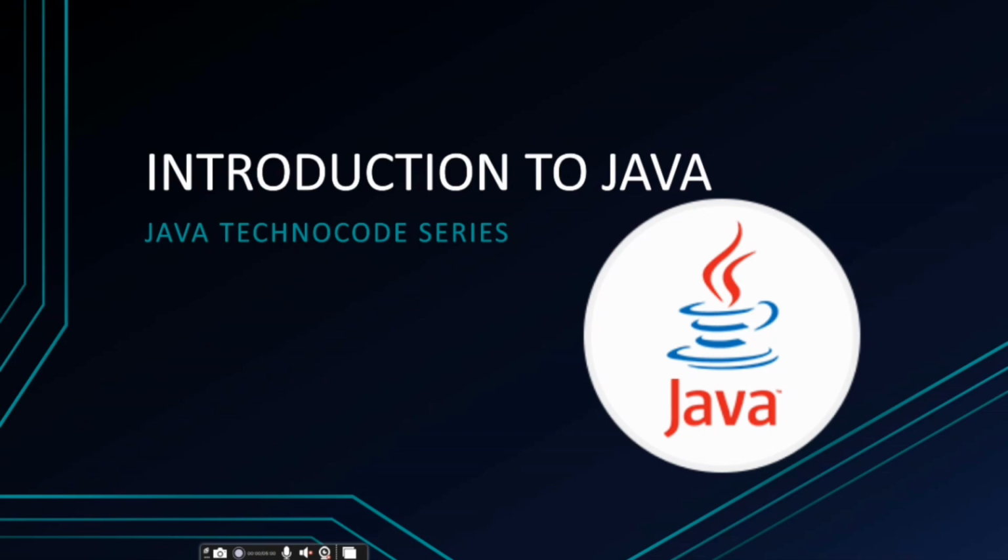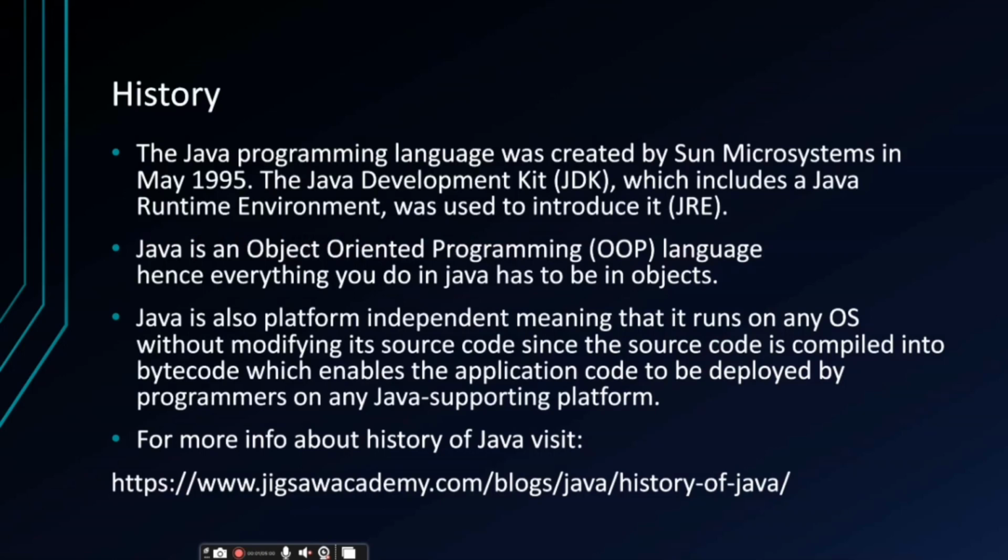We're going to start with the history of Java, just a brief history. We have to know that the Java programming language was created by Sun Microsystems in May 1995. The Java Development Kit, or the JDK, which includes a Java runtime environment, was used to introduce it.